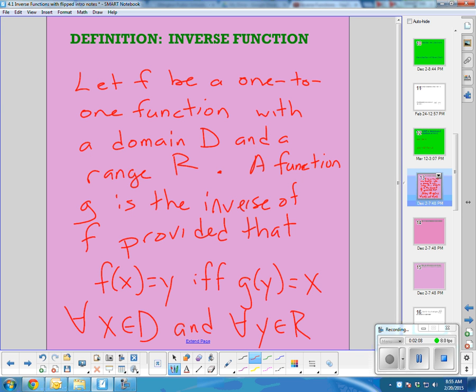I'm using a little bit of notation there. Remember that the upside down capital A means "for every," and we're saying individual element x that is in the set D, and for every y, individual y's that are elements of the overall set R. So it goes back to that idea of undoing. If I put a value of x into the function f, I will get out a y. But if I then take that y and put it into the function g, I'll get the x back that I started with.